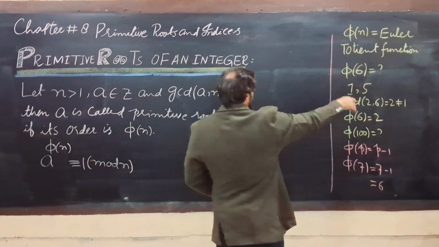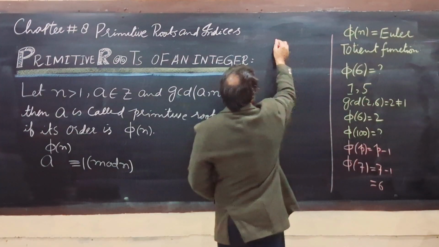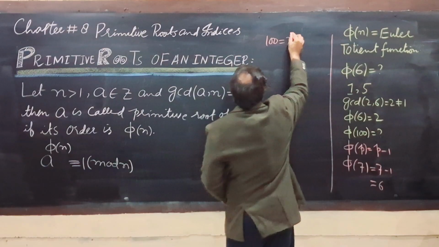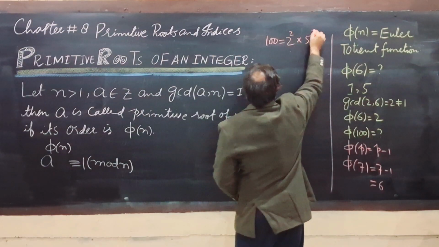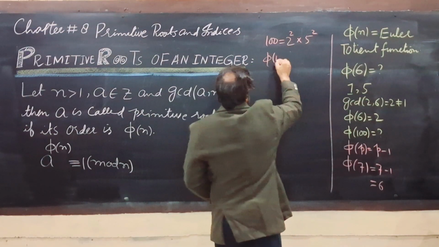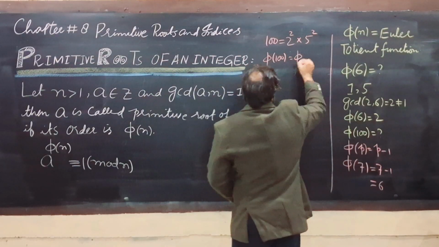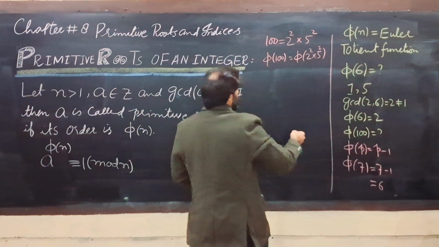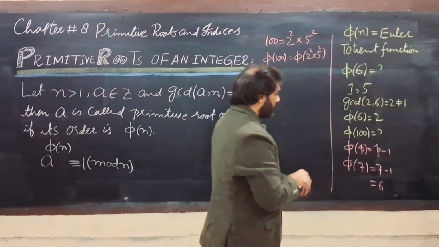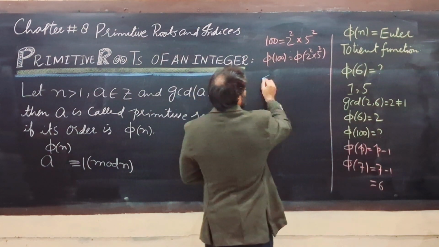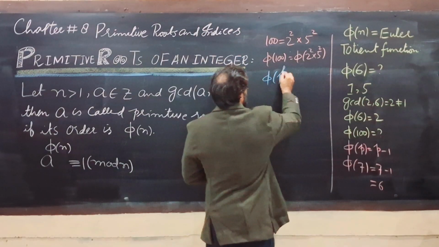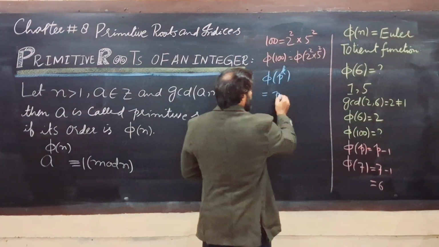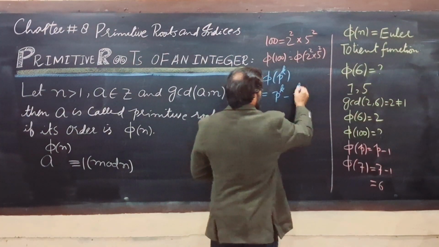Firstly, we will make its prime factorization. What is the prime factorization of 100? The prime factorization of 100 is 2 raised to power 2 times 5 raised to power 2. Now phi of 100 is equal to phi of 2 square times phi of 5 square. Again, we will use a formula. If you have a prime p whose power is k, then phi of p^k is simply equal to p raised to power k minus p raised to power k minus 1.